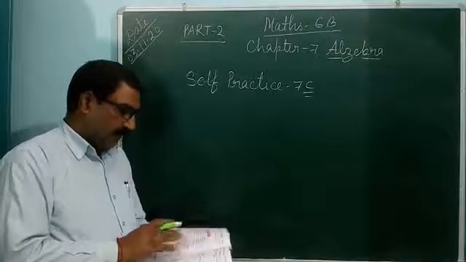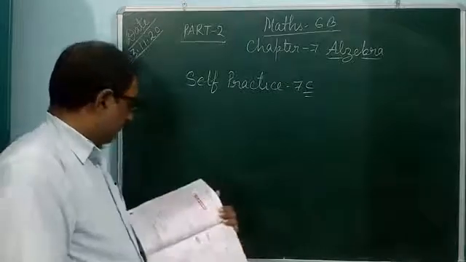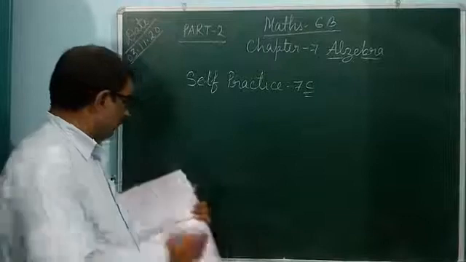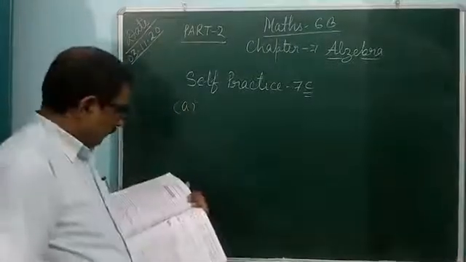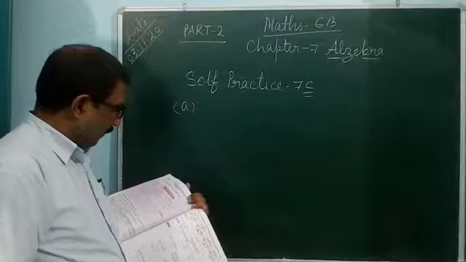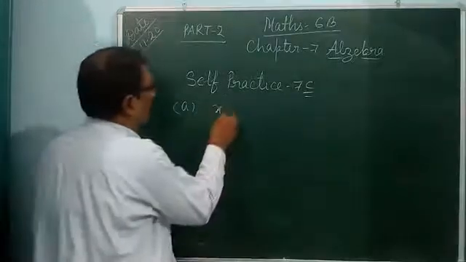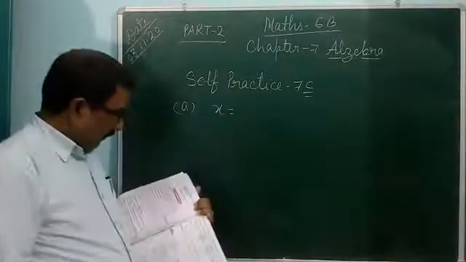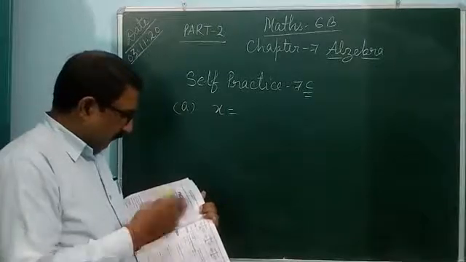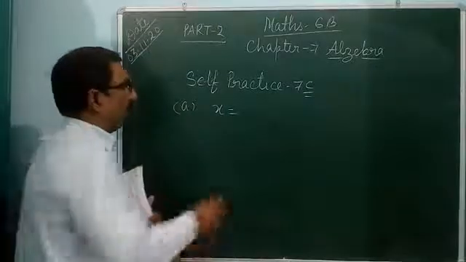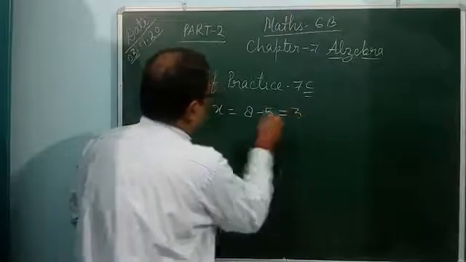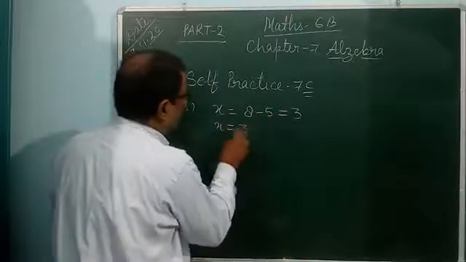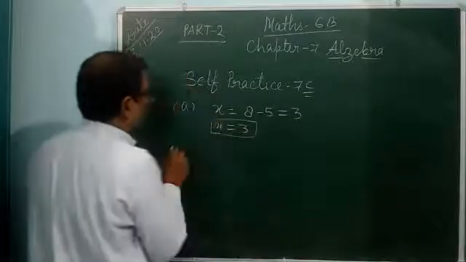8 minus 5. I am solving this. If 5 plus x is equal to 8, then x is equal to, you transfer 5 to the right side, 8 minus 5. 8 minus 5 is 3. It means x is equal to 3. This is the answer. x is equal to 3.